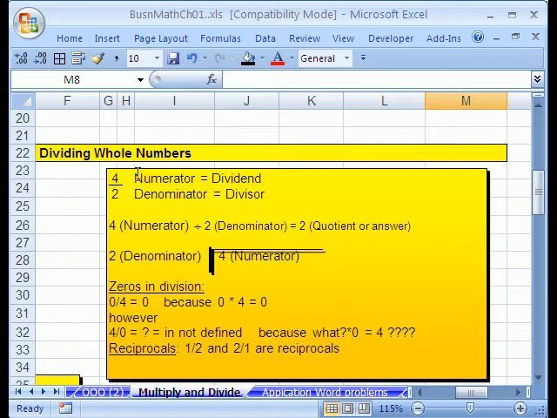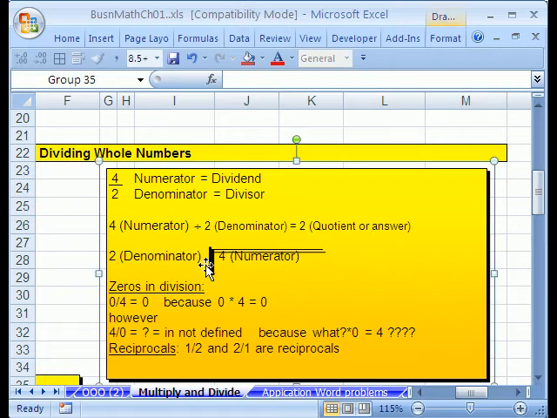4 divided by 2. The top part is called numerator or dividend. The bottom part is called denominator or divisor. I tend to use numerator and denominator. What if we write it this way? 4 divided by 2 equals 2. This is the numerator. This is denominator. And this is the quotient or answer. If you write it this way, which is a bad little thing like that, when you learned in 3rd, 4th, 5th grade.